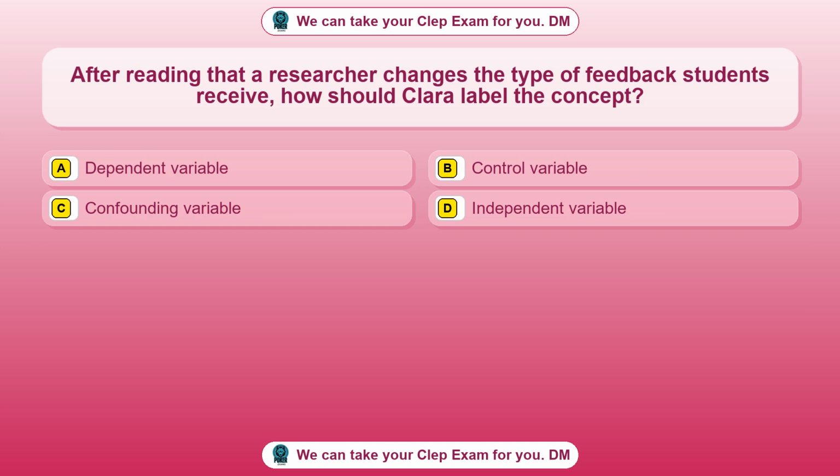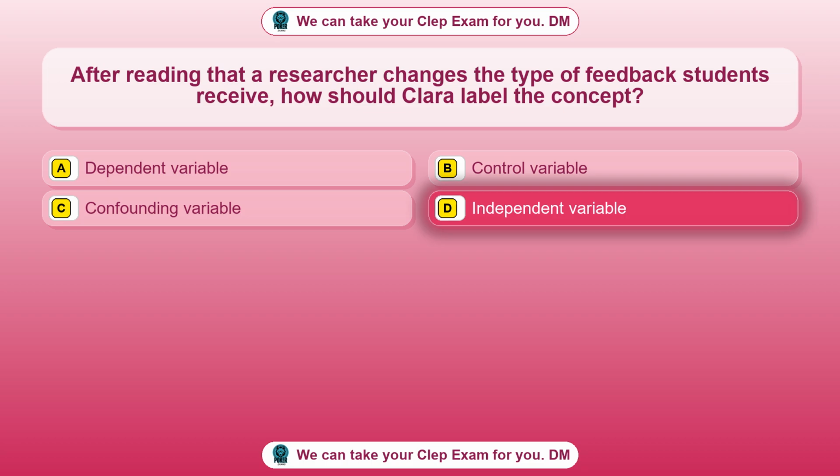Question 90. After reading that a researcher changes the type of feedback students receive, how should Clara label the concept? Option A, dependent variable. Option B, control variable. Option C, confounding variable. Option D, independent variable. The correct answer is option D, independent variable.